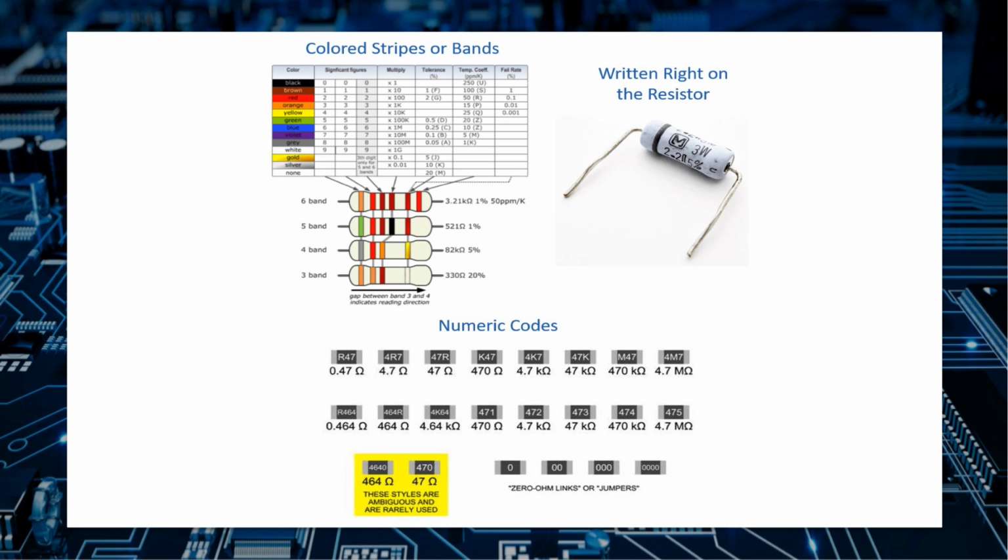For instance, R33 means 0.33 ohms. 3R3 means 3.3 ohms. 3K3 would mean 3,300 ohms, or 3.3K. So you'll see that the symbol R, K, or M actually takes the place of the decimal point and tells you the multiplier at the same time.